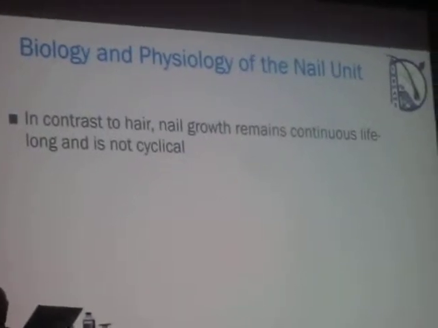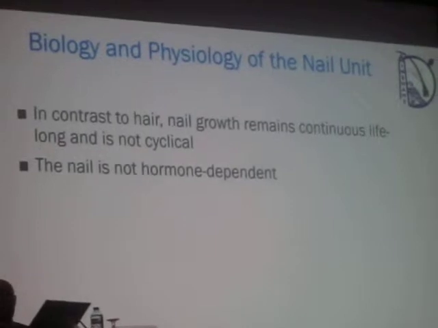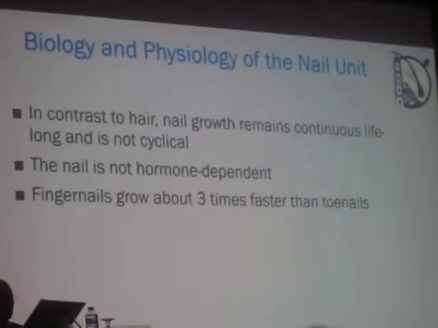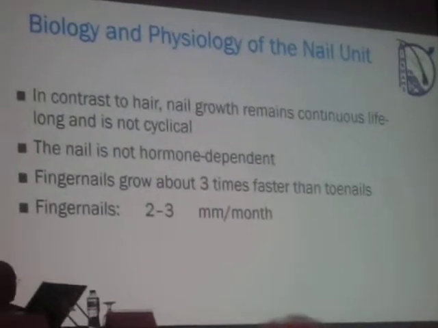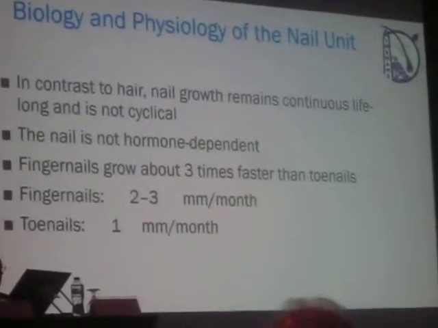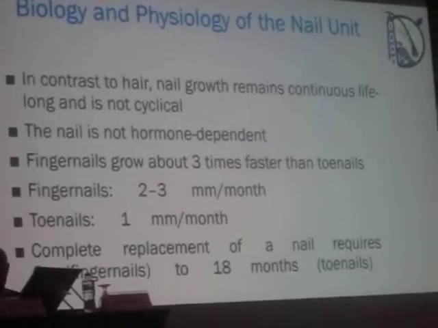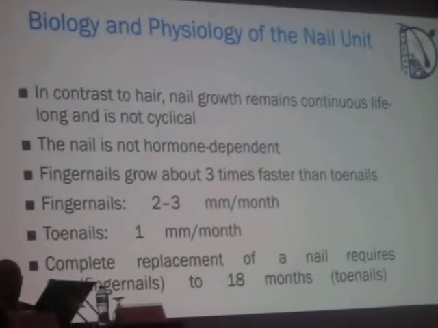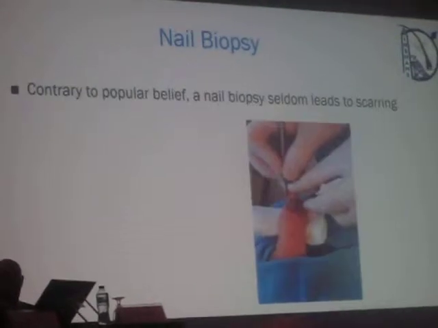We're going to say some biological and physiological facts about the nail. In contrast to the hair, nail growth remains continuous, lifelong, and is not cyclical. It's also not hormone dependent. Fingernails grow about 3 times faster than toenails. The rate of fingernail growth is 2 to 3 millimeters per month, but toenail growth is 1 millimeter per month. So complete replacement of a nail after treatment requires 6 months for fingernails and 18 months for toenails.